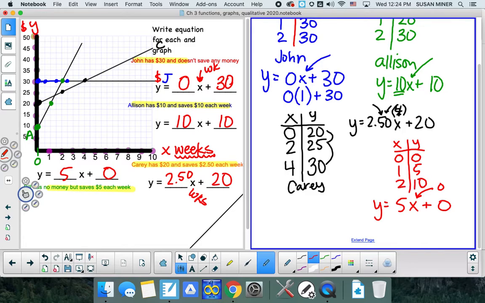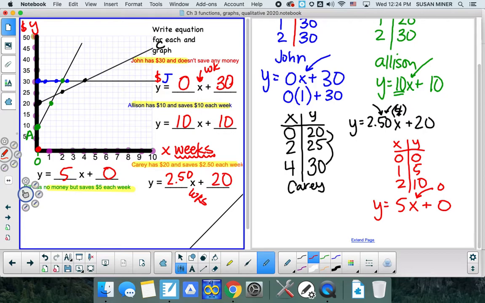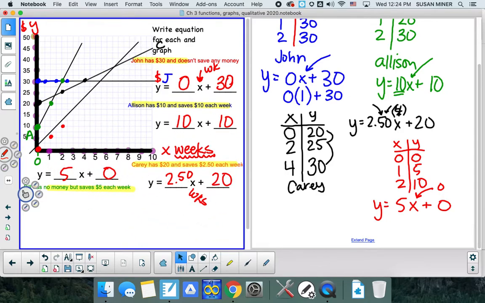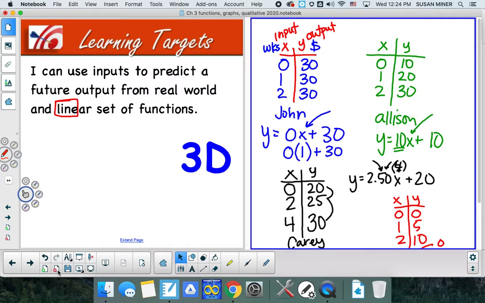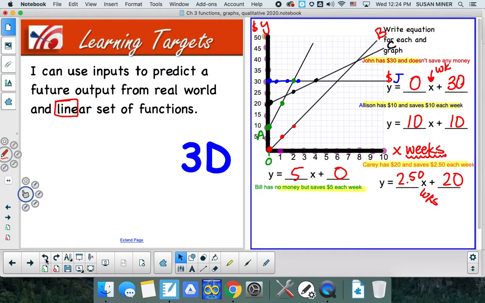So now I have some data I can graph. I'm going to come over here, and when he starts out, he has $0. After 1 week, he has $5. After 2 weeks, he has $10. And so we can start to see that Carrie's line then looks like that. Or sorry, this was Bill. B for Bill. Okay. So there's all of our people, and we have figured out how to graph their data. Now we want to go back.